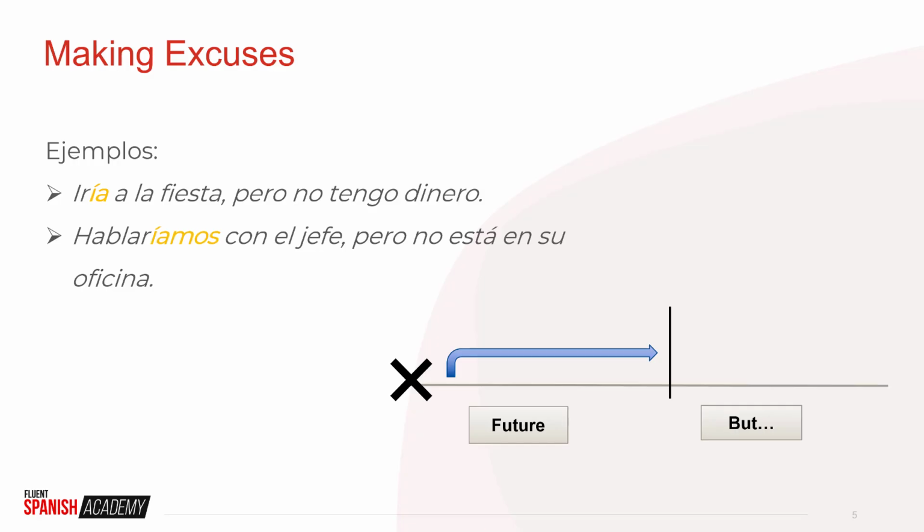Now, that sounds like an excuse to me, but in any case, what's interesting here is the use of pero or but. So we can set up our excuse using the conditional, like saying, well, I would do this, and then use but or pero to explain why we're not going to do it. Hablaríamos con el jefe, pero no está en su oficina.